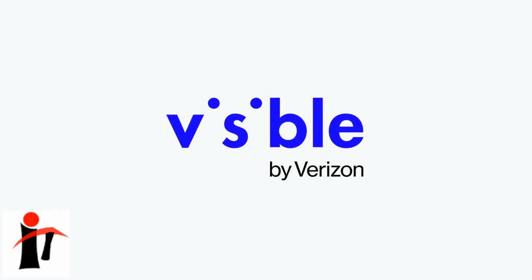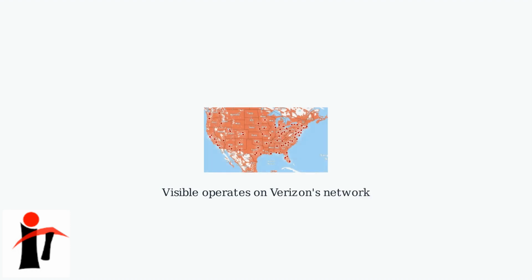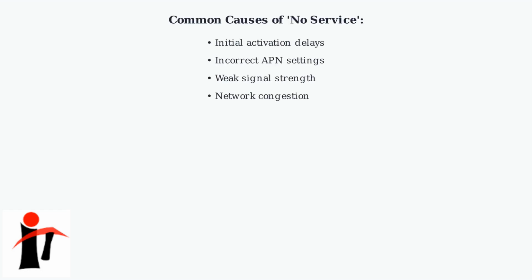Experiencing no service after activating Visible can be frustrating, but it's often resolvable with a few key steps. Visible, operating on Verizon's network, may show no service due to initial activation delays, incorrect APN settings, weak signal strength, or network congestion.